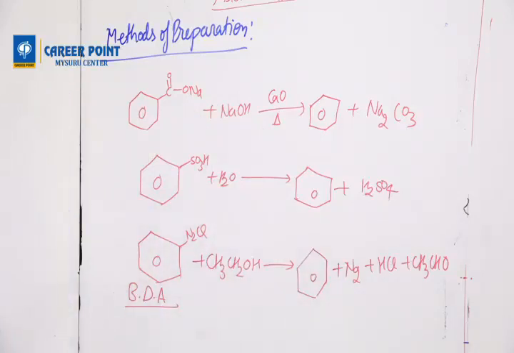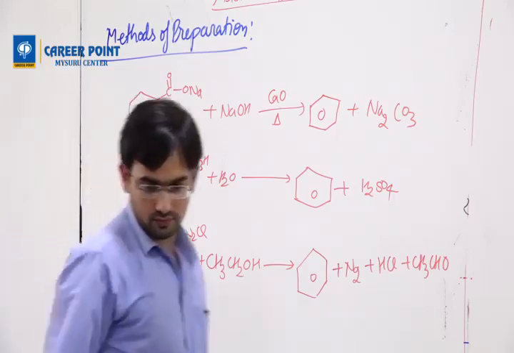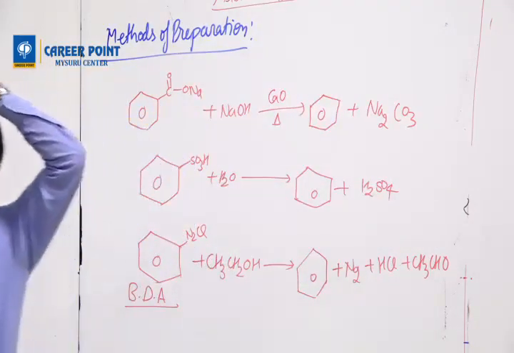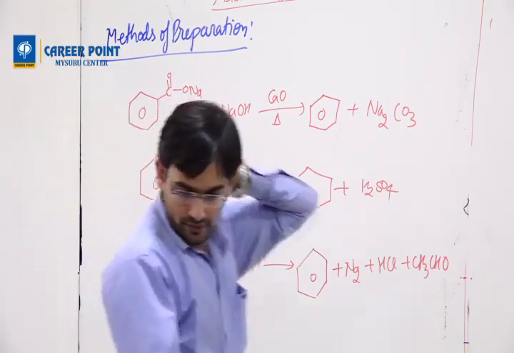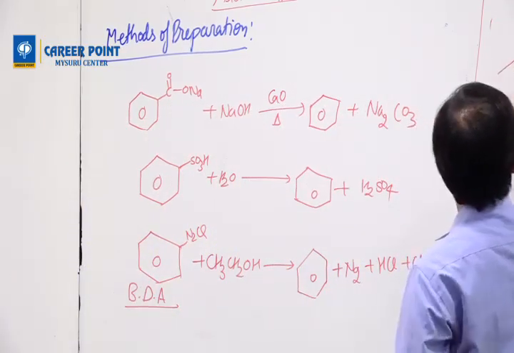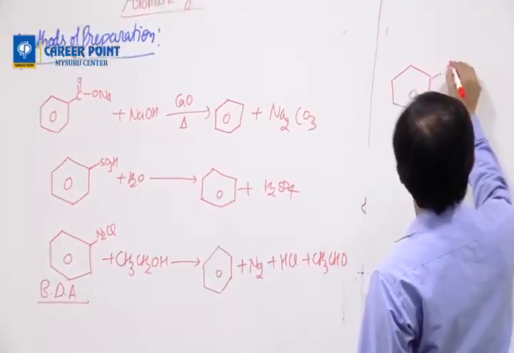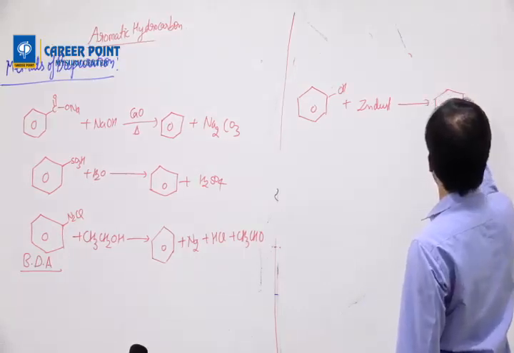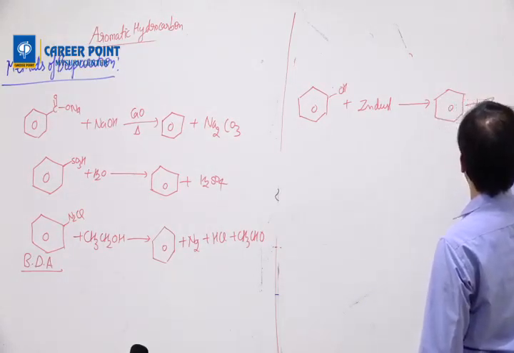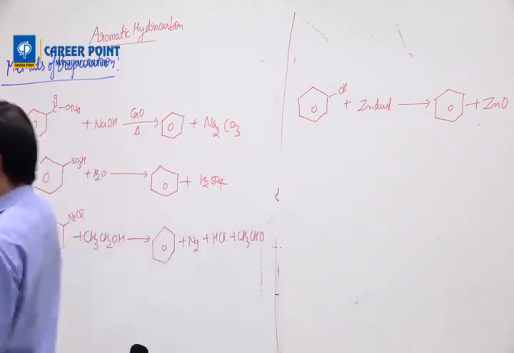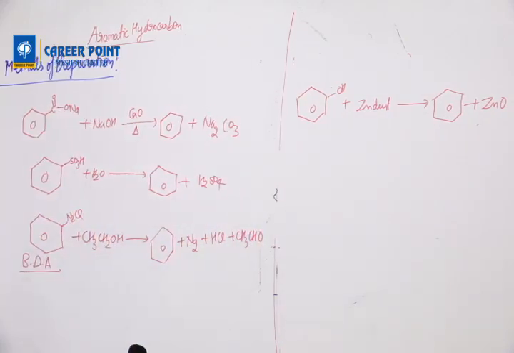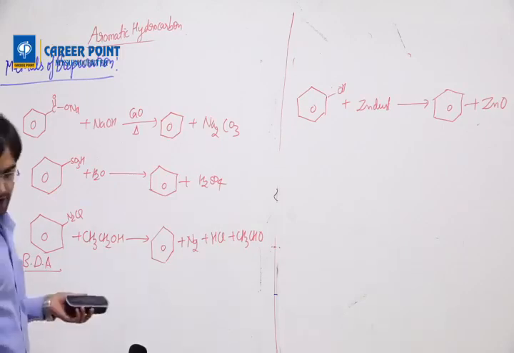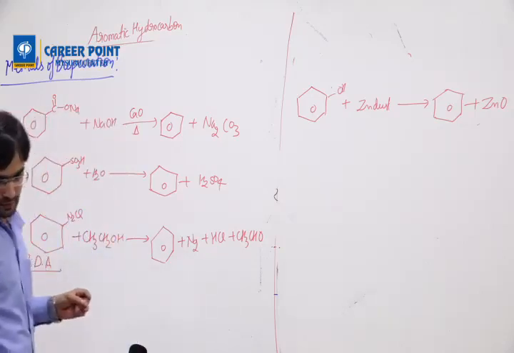All three reactions complete. Right, so one more reaction. Phenol plus, if you react with zinc dust, we get benzene ring plus ZnO. All copied?